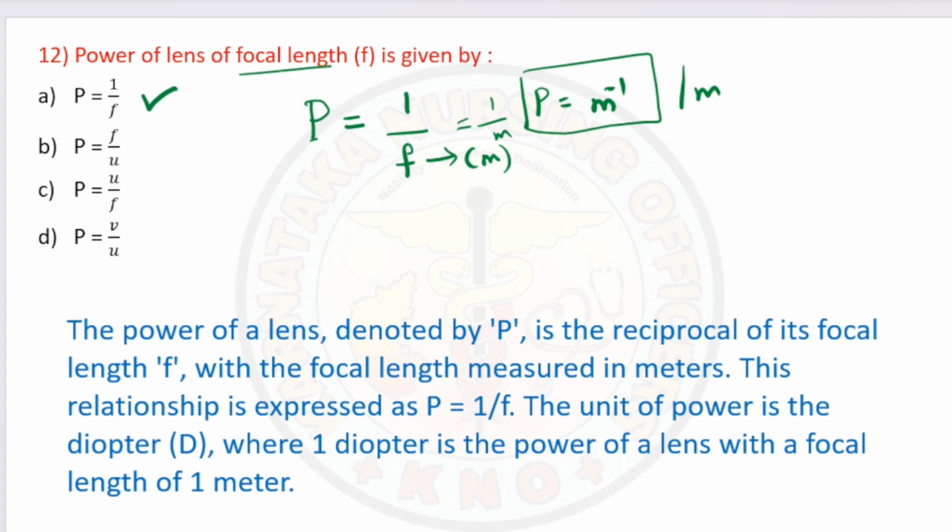So the power of lens denoted by capital P is the reciprocal of its focal length f, with the focal length measured in meters. This relationship is expressed as P is equal to 1 by f and the unit of power is the diopter. So diopter is nothing but per meter, where 1 diopter is the power of lens with focal length of 1 meter. Okay, next question.